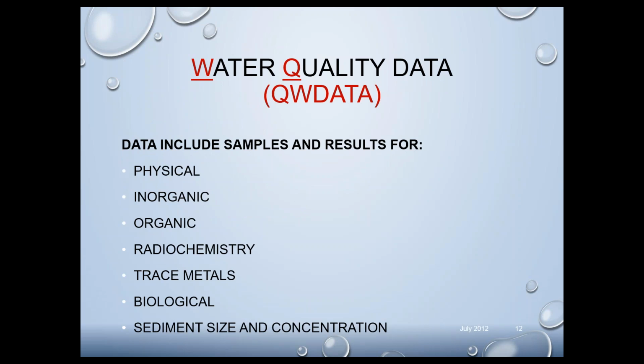The other component is the water quality data, or QWDATA. We are looking again to modernize this system as well, but that table includes samples and results for a variety of types of water quality categories: physical characteristics of the water and the site, inorganic, organic, radiochemistry, trace metals, biological data, and sediment size and concentration are all stored in QWDATA.